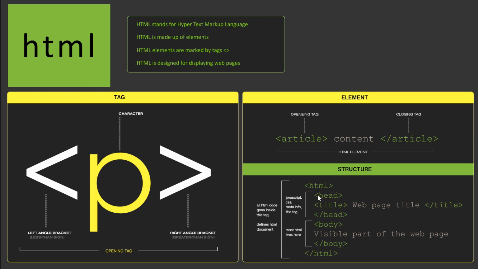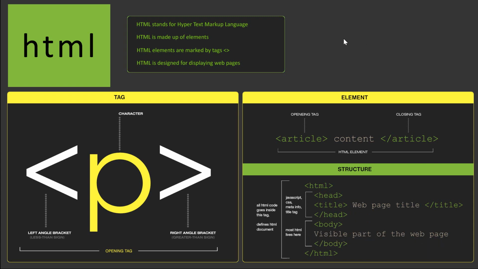Next, we got a head tag where we put JavaScript, CSS, meta info, as well as the title tag, which is why I have a title tag here. Inside of the title tag, we put the title of the web page. And then we have the body tag, which is where most of our HTML is going to live. And this is going to be the visible part of the web page.